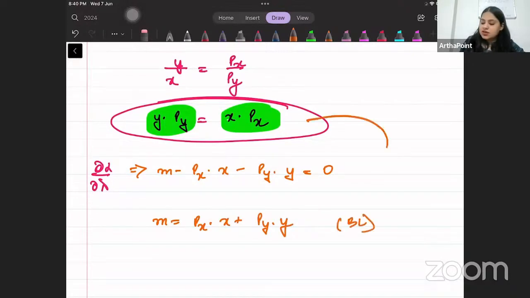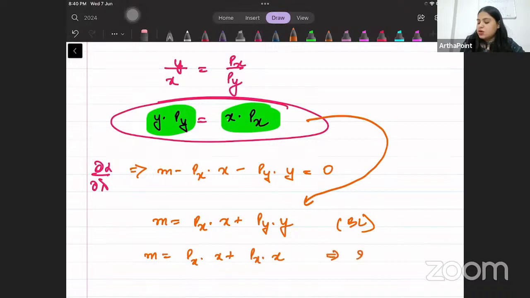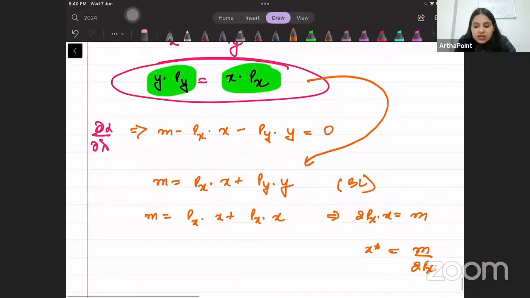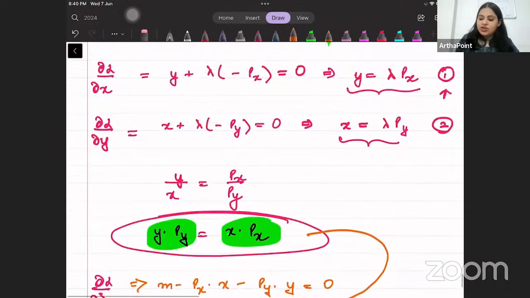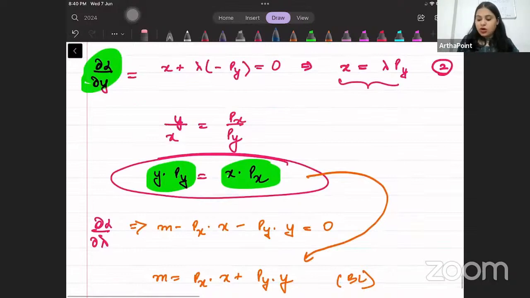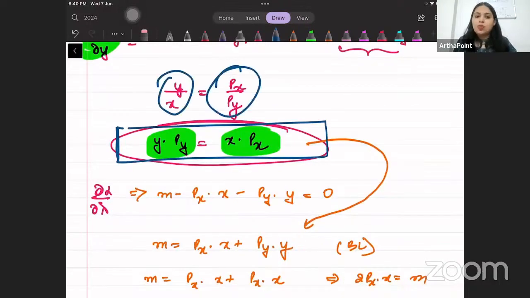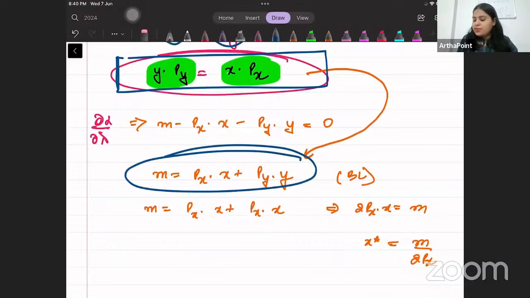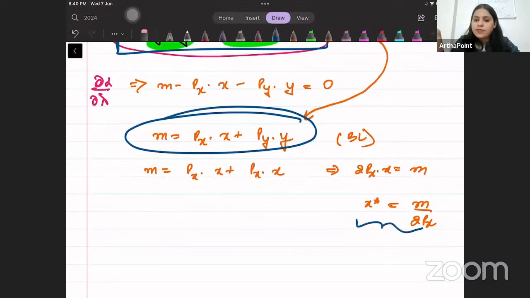You can plug this here and you will get the same answer. m is equal to px into x, which was equal to py into y, so px into x plus px into x. 2px into x is m and x will be m by 2px. So ideally the two things are doing the same thing. I am differentiating with respect to x and y, but from there I am getting exactly the same equation that I got from equating MRS to px by py. I am finally putting it back into my budget line like I was doing above, and I am getting the same values of x and y.